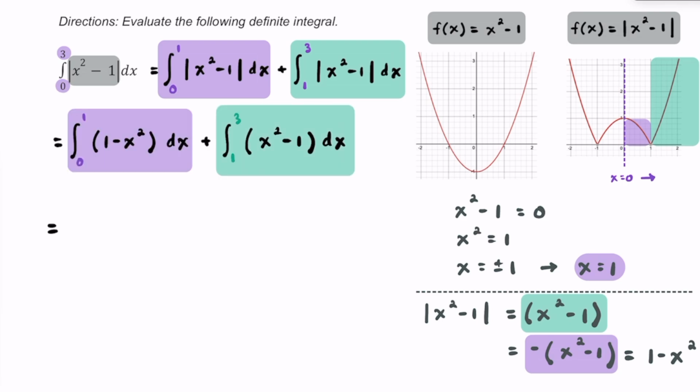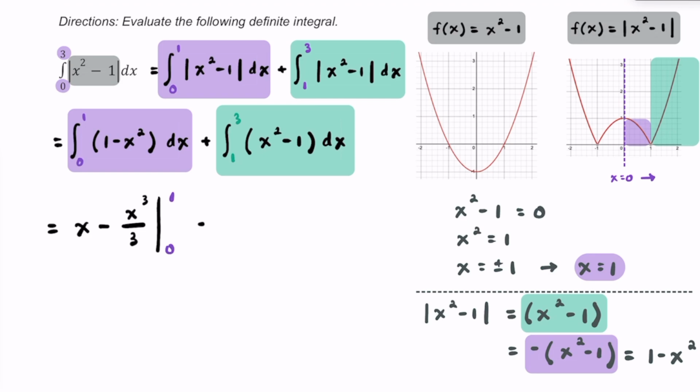All right, let's integrate the first interval here. Now, if you take the integral of 1, that's just going to be x. And if you integrate this minus x squared, we're going to add 1 to that exponent too. So it's going to be x cubed, but it's going to be over 3. So we're going to write minus x cubed over 3. And this is going to be evaluated on the interval from 0 to 1.